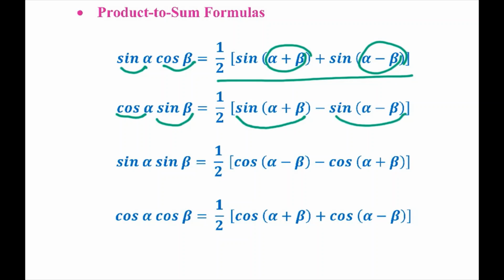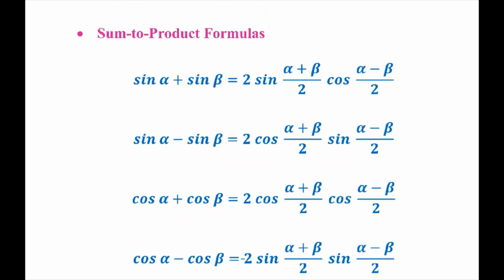Now when I have sine multiplying sine of two different angles, it will be 1/2 cosine the difference of these angles minus the cosine of the sum of these two angles. Finally, cosine alpha times cosine beta will be 1/2 cosine the sum of the angles plus cosine the difference between the angles. Now, what about the sum to product formulas?